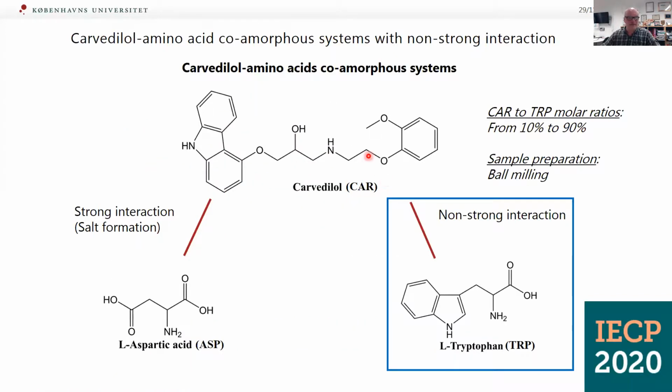Now let's have a look at the same drug, but now a different amino acid. Now we are using tryptophan.